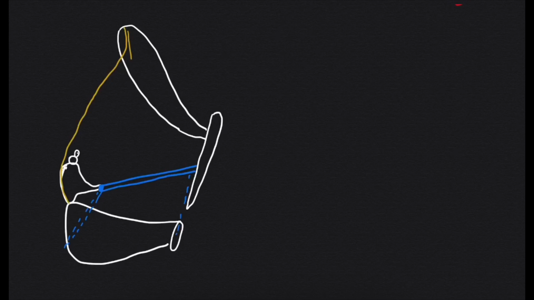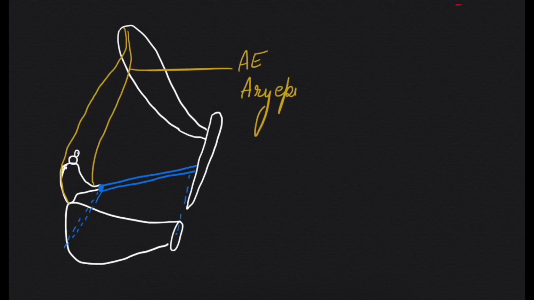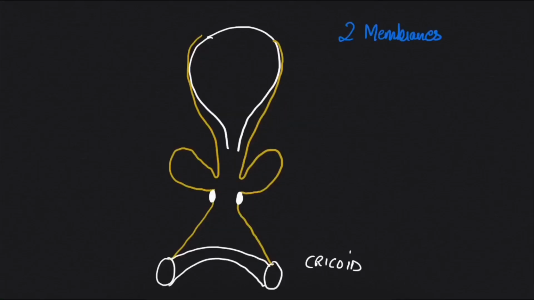Okay. Now another mucosal fold is there, extending from the epiglottis coming to the arytenoids. So as the name suggests, AE fold or the aryepiglottic fold. The name itself is explanatory. It is aryepiglottic, extending between arytenoids and the epiglottis. So a mucosal fold or reflection from the epiglottis to the arytenoids.